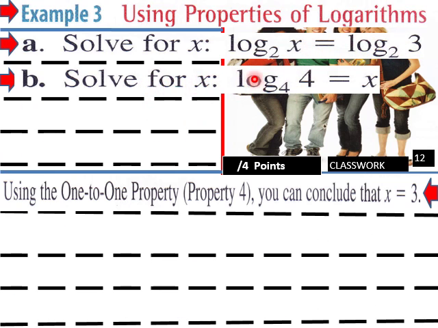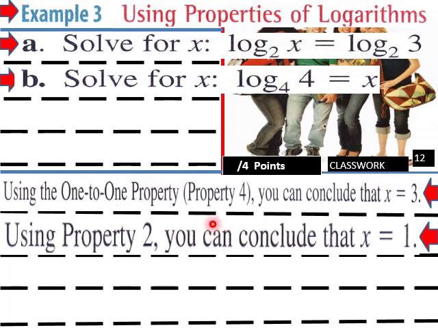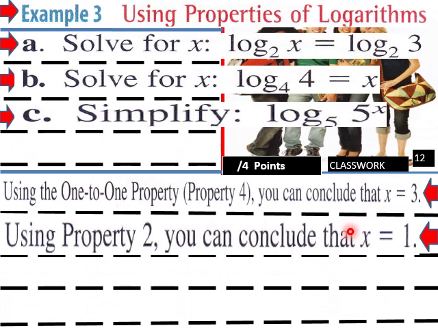And then solve for x here. Log base 4 of 4 equals x, so what would x equal in that case? Using property 2, you can conclude that x equals 1, so 4 to the x power would equal 4, so x would have to equal 1 for that. And then C, simplify log base 5 of 5 to the x power.